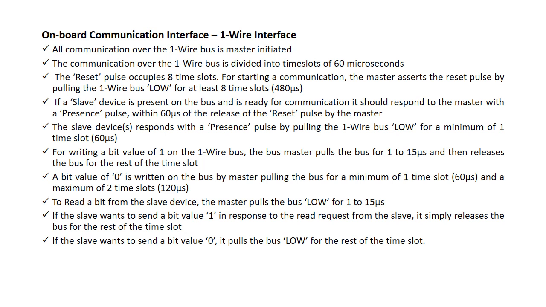To read a bit from the slave device, the master pulls the bus low for 1 to 15 microseconds. If the slave wants to send a bit value 1 in response to the read request from the master, it simply releases the bus for the rest of the time slot. If the slave wants to send a bit value 0, it pulls the bus low for the rest of the time slot. So this is about the communication between master and slave in the one-wire interface.